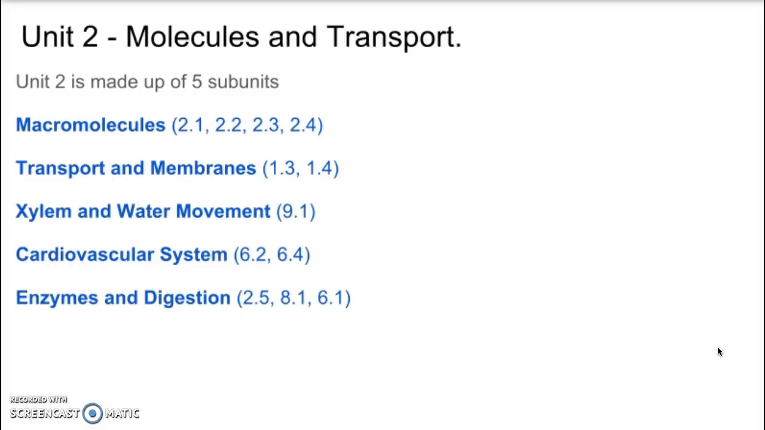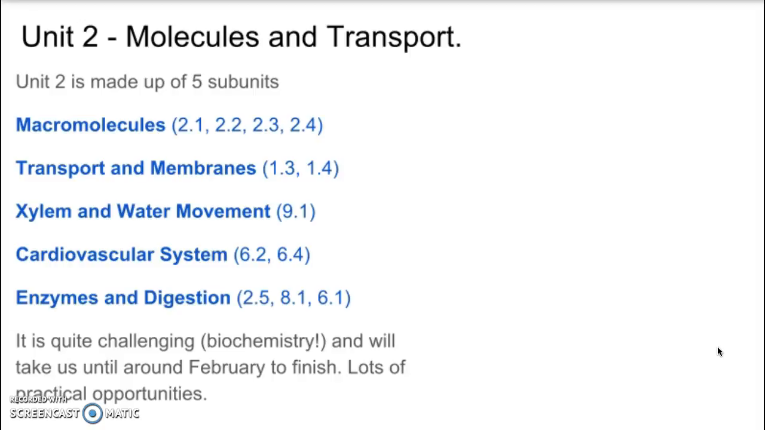Then we have a nice unit on enzymes and digestion. So 2.5 is our core unit relating to enzymes, and 8.1 is our HL, like we did with immunity last topic. And then we have 6.1 on digestion. So quite a bit of human physiology there also, as well as the biochemistry.